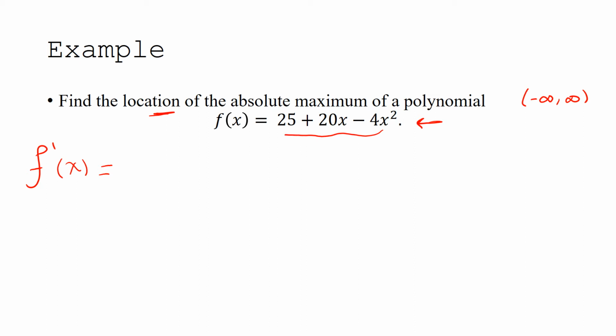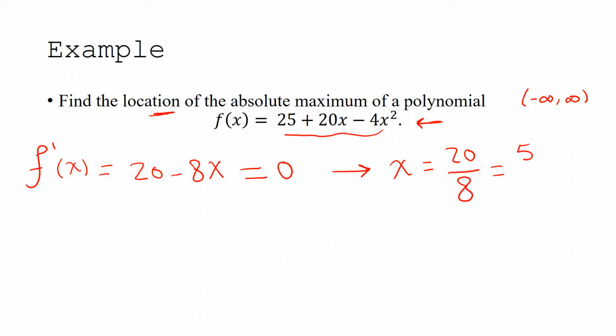So for this function, the derivative would be 20 minus 8x. And then solve for the value of x such that this equation is equal to 0. Apparently, we can find from this expression that x is equal to 20 over 8, which is 5 over 2. So here we have only one candidate, and we don't know whether this candidate corresponds to a global maxima or a minima. So we are going to compute the second derivative.